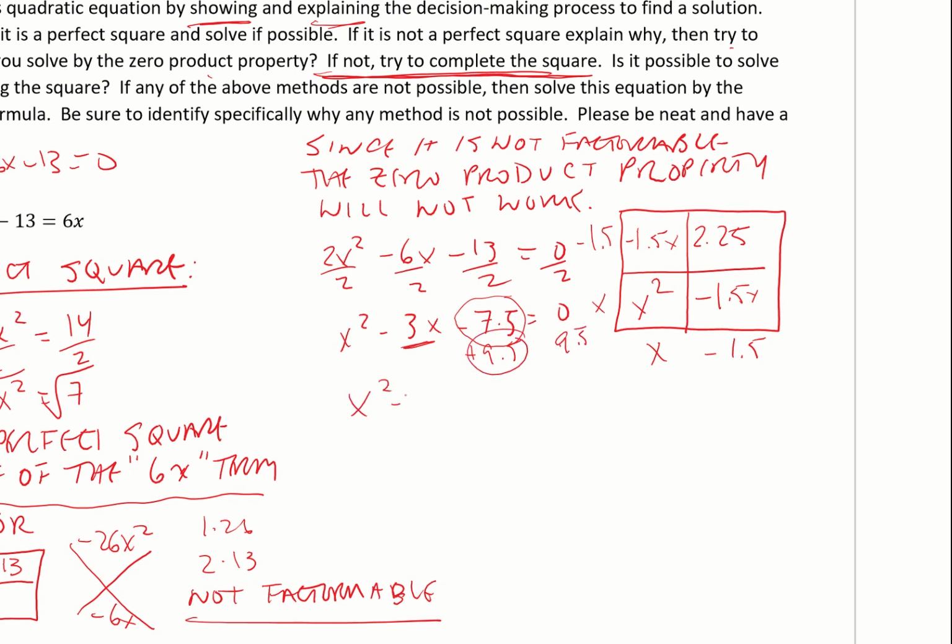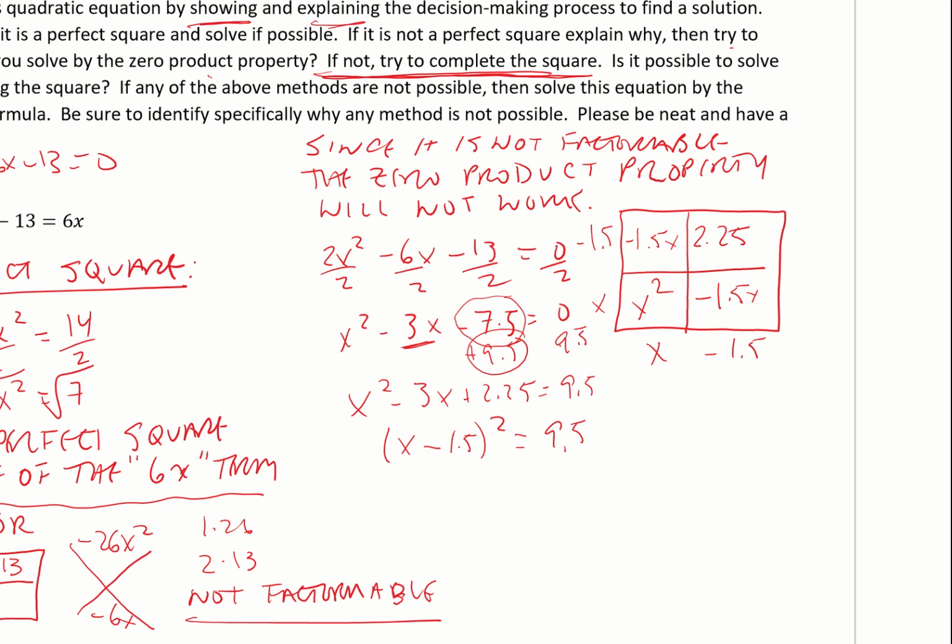So then I get x squared minus 3x plus 2.25 equals 9.5. So then this ends up being x minus 1.5 squared equals 9.5. And so at this point now we completed the square. It wasn't pretty. I would say doing the quadratic formula for some of you probably would be easier. So in this particular problem you could do both.